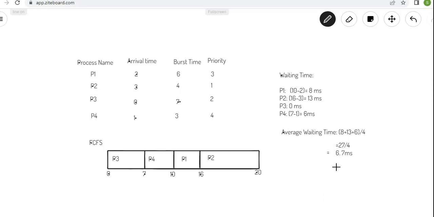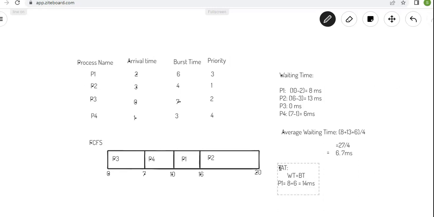Next, what we need to calculate is the turnaround time, using the burst time as given. We call it turnaround time, that is TAT. Turnaround time is the sum of waiting time plus burst time, right? We have already calculated the waiting time for each process. For example, for P1, the waiting time is 8 milliseconds. So 8 plus the burst time for P1, which is 6, equals 14 milliseconds, right?